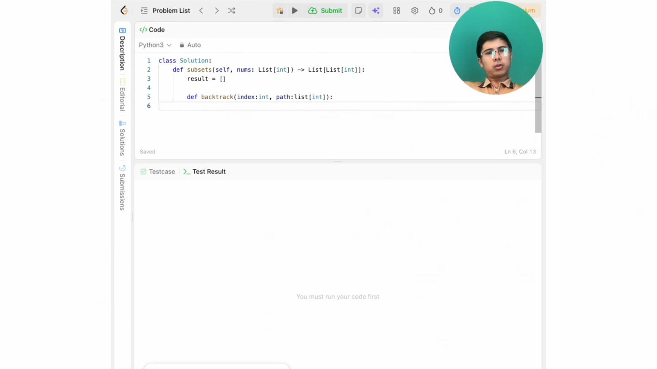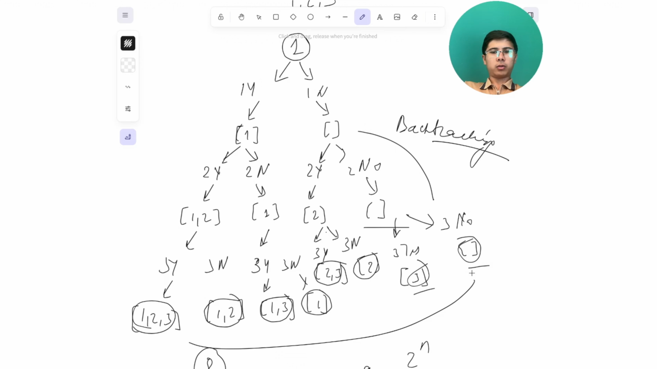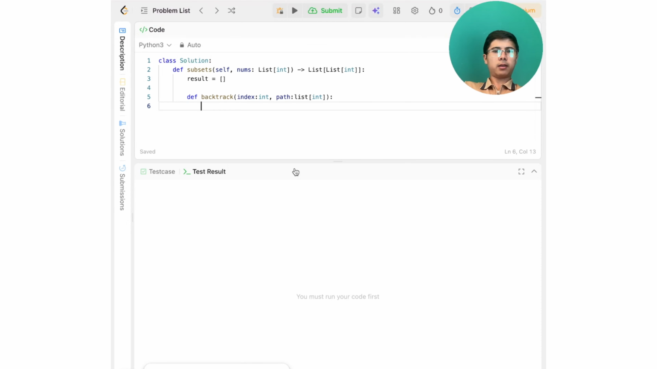So index shows which element we are currently making the decision about. Path stores the elements selected for the current subset, and then after all, we write it inside the result list. So we write the condition: if index is exactly equal to the length of nums, which is the base case. When index reaches the end of the list, the current subset is complete, so we just append path to result and return.